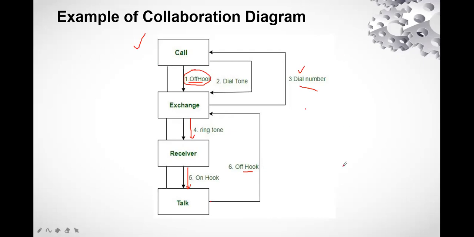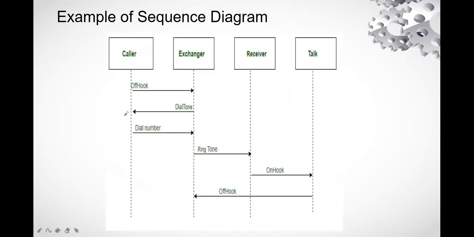That is why there was a lifeline. On the vertical axis we had the timeline. We can see the same example I have taken for the sequence diagram. See, this is how it is different. We have defined four objects: caller, exchanger, receiver, and talk. Now see, the caller is going to go off hook.